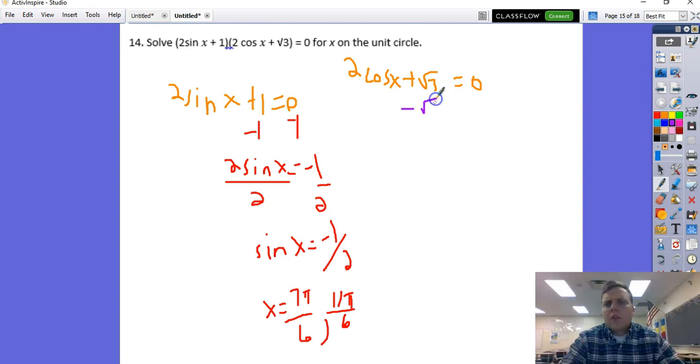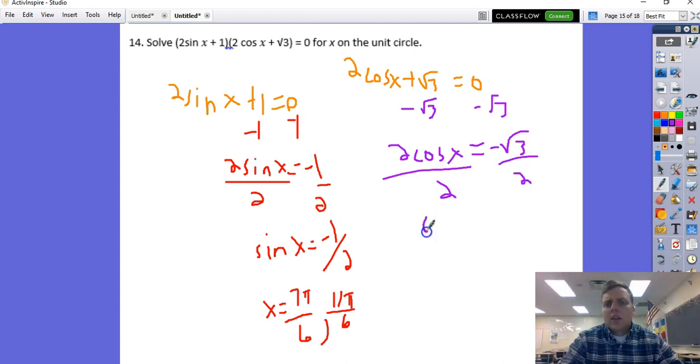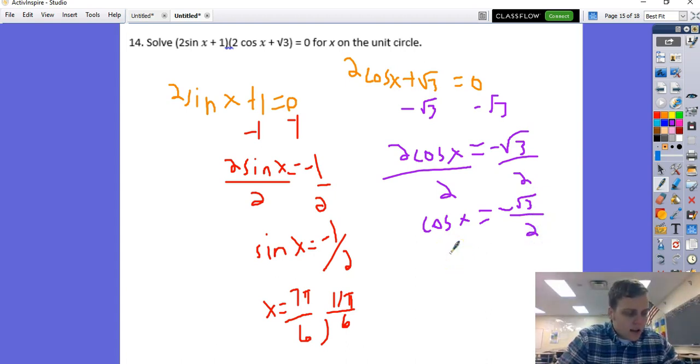So we're going to subtract square root of 3. Subtract square root of 3. So I guess it's 2 cosine x is equal to the negative square root of 3. Then we're going to divide by 2. Divide by 2. So that gives us that cosine x is equal to negative square root of 3 over 2. So then I grab my trig chart, I go down cosine, and I see it as equal to negative square root of 3 over 2 at 5 pi over 6 and at 7 pi over 6.